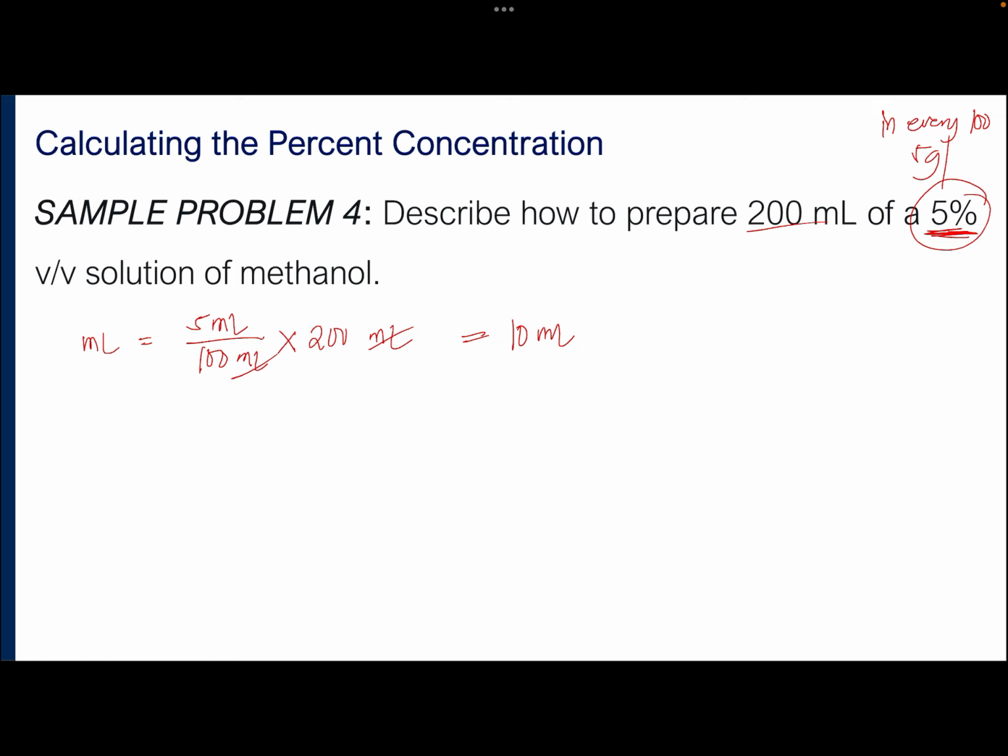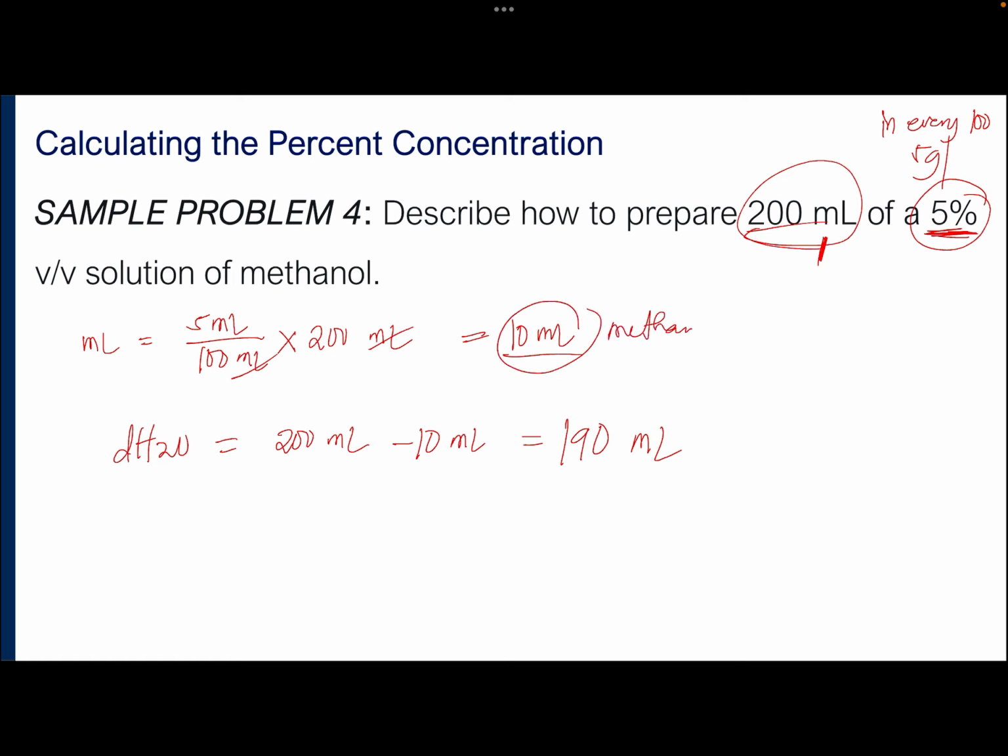Now, how much water do we need? So to know, the volume of the solution is 200 ml. And the methanol we need is 10 ml. So 200 minus 10 ml is equals 190 ml. So we need 10 ml of methanol, and we add it to 190 ml of water to make 200 ml of solution.